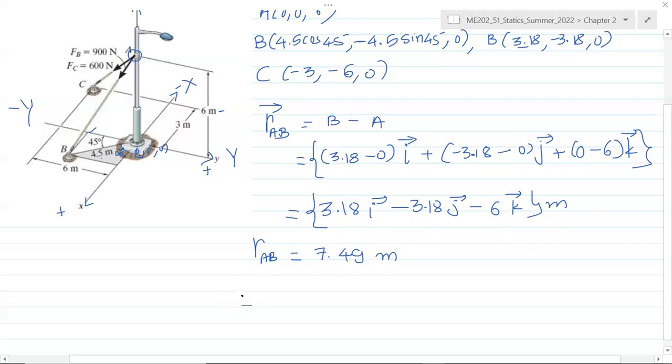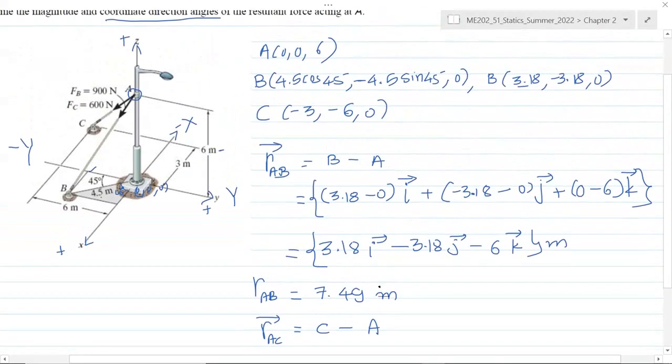We do the same thing for the vector going from A to C as well. So this vector along this cable going from A to C, rAC, equals coordinates of C minus coordinates of A. Now the coordinates of point C are minus 3, minus 6, and 0, and A are 0, 0, 6 along X, Y and Z respectively. So C minus A means minus 3 minus 0, minus 6 minus 0, and 0 minus 6.